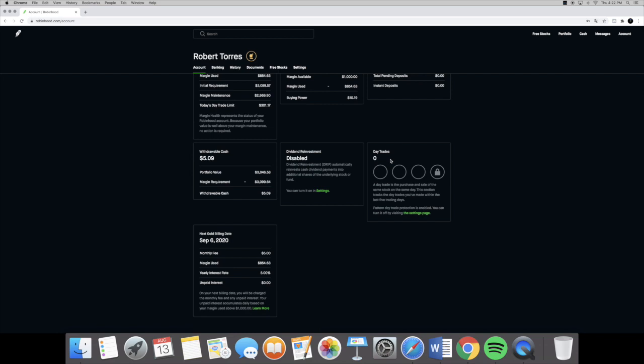So what a day trade is, a day trade is when you buy a stock and you sell it the same day. So you can only do that 3 times. The good thing with Robinhood, it will notify you when you do one, when you do two, when you do three. If you do that fourth one, you're gonna get tagged as a pattern day trader, and you will be banned for at least 3 months. So you don't want that.